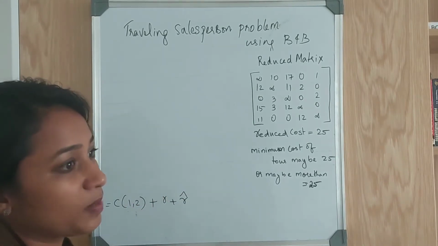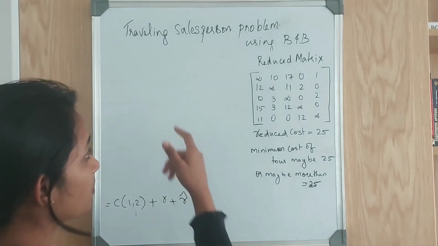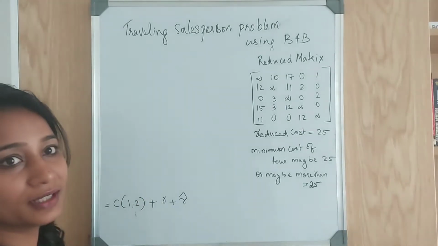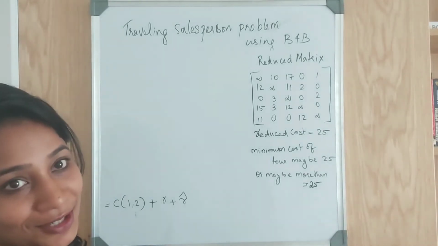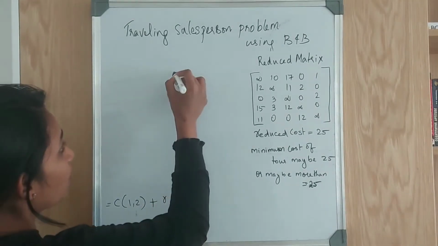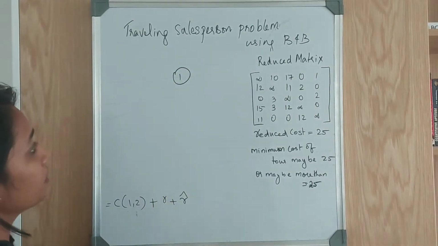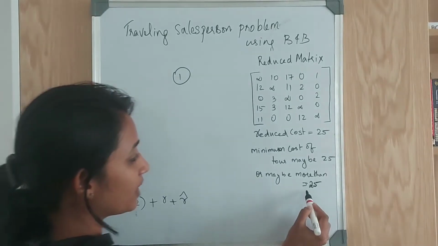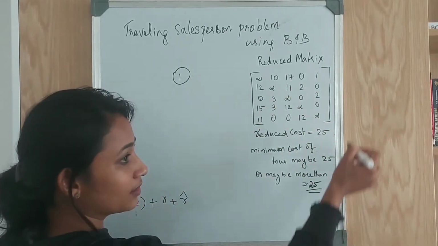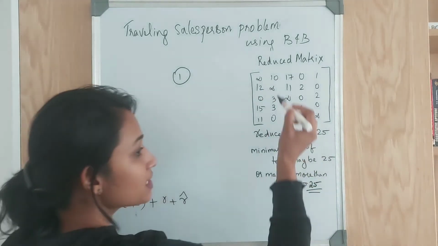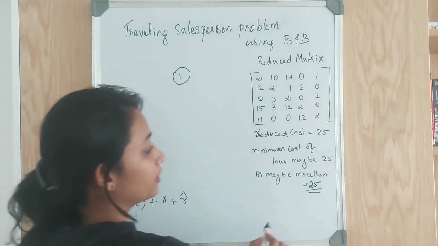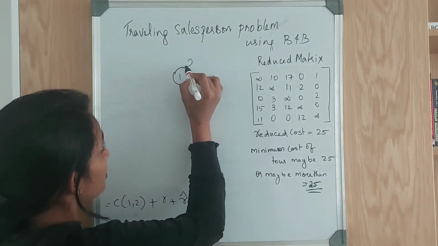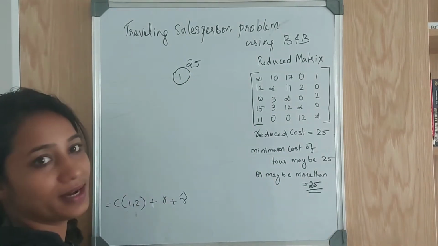Now the next step we are going to learn is how to use a state space tree with branch and bound and find the cost of each and every node using the ranking function. So let's start with node 1. First you have to know the cost of 1. This 25 is from the reduction method that you applied row-wise and column-wise, and this cost will be applied to node 1.